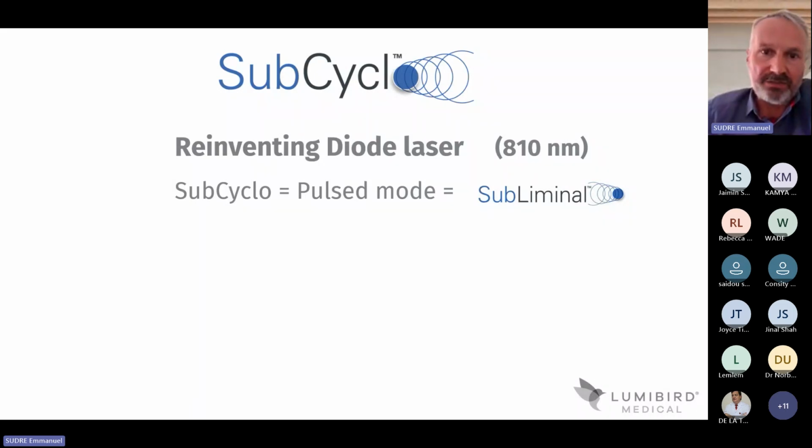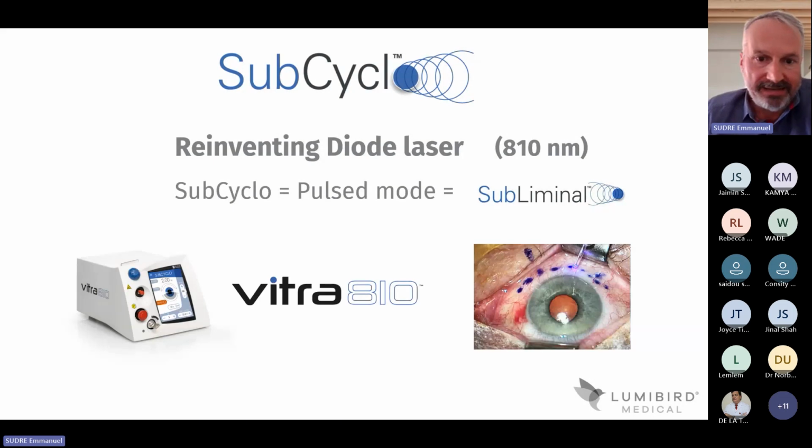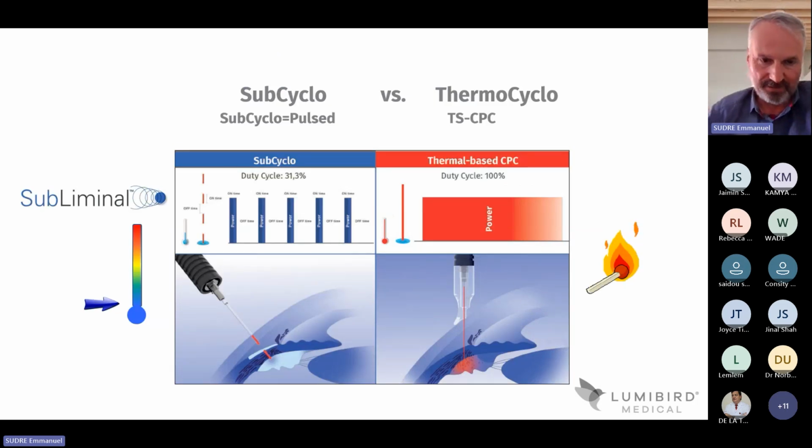diode laser. Subcyclo is also known as subliminal therapy or pulse mode. We use an 810 nanometer wavelength laser that is delivered through the sclera thanks to the use of a probe. This probe is applied directly to the sclera, but we pulse the beam in many parts to deliver just short pulses, and the tissue is allowed to cool down between each pulse, compared to the traditional thermocyclo, the TSCPC, which is transscleral cyclophotocoagulation.